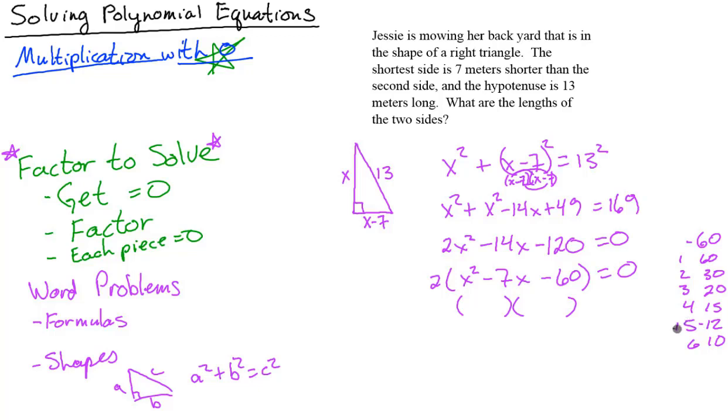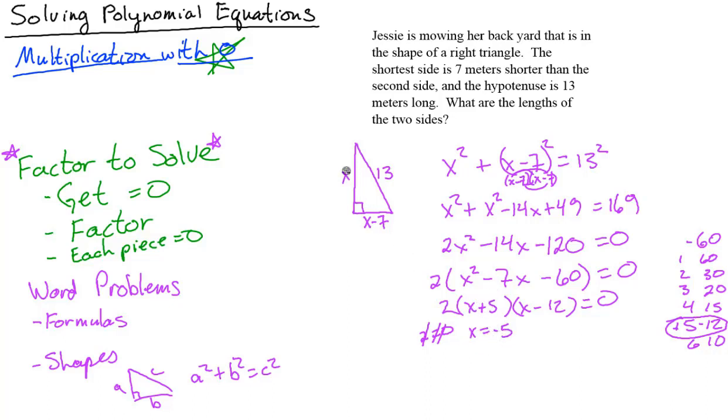Yeah, if we have a negative 12 and a positive 5, that will give us a negative 7. So x plus 5 and x minus 12, and the 2 out in front equals 0. So we factored it. Now each piece equals 0. So 2 equals 0. That's not an x in there, so that one's gone. X equals negative 5 from x plus 5 equals 0.